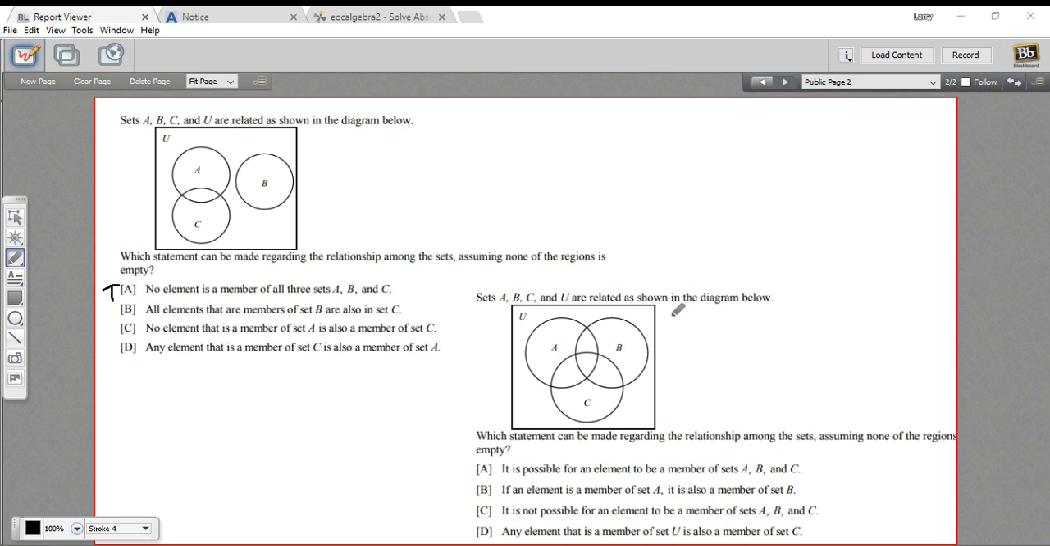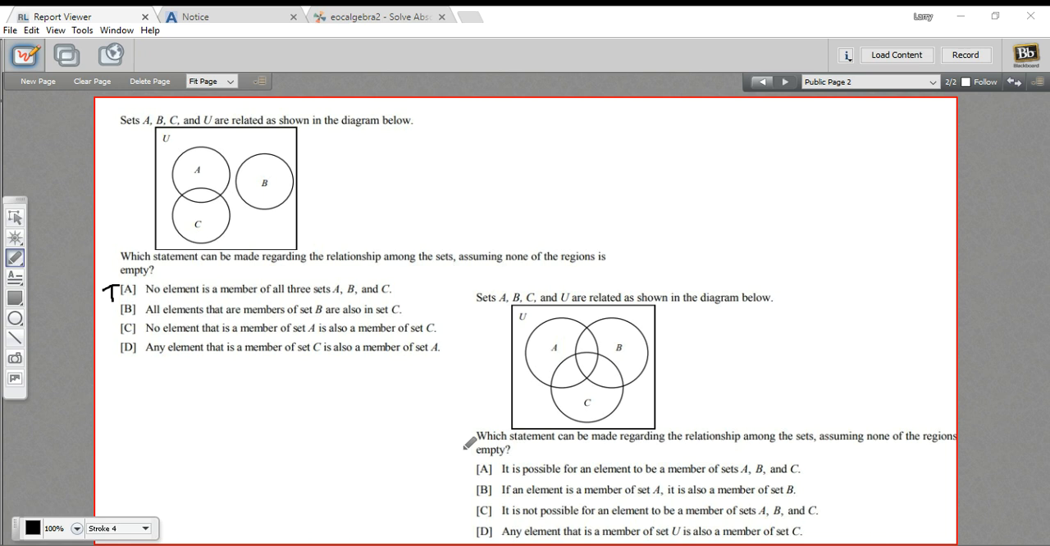Let's look at this next one. It says A, B, C, and U are related as shown. Now here we have a slightly different kind of diagram. A, B, and C are all members of U, the big box, and A overlaps with B, A overlaps with C, B overlaps with C, so they all overlap. So right here in the center, this would be someone who's a member of A, B, and C.